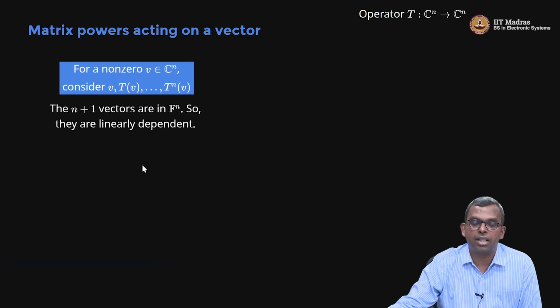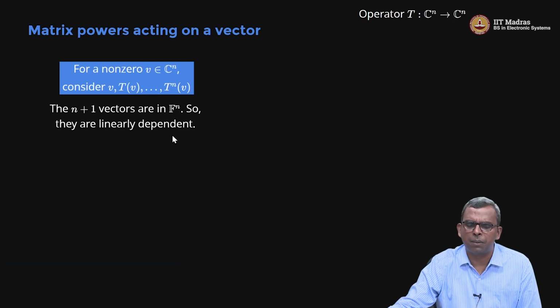Now here comes the interesting observation. These are n plus 1 vectors in an n dimensional space, and of course maybe Cn. I put Fn here, Cn. So they are linearly dependent, right? These n plus 1 vectors end up being linearly dependent. In an n dimensional space, n plus 1 vectors have to be linearly dependent, it cannot be any other way. So what does that mean?